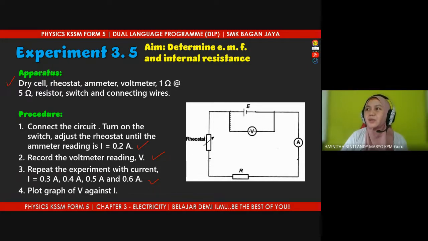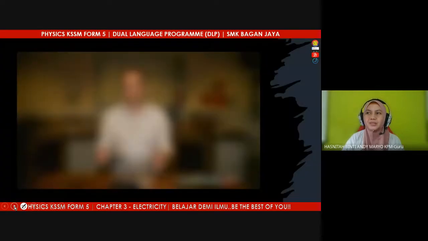Now you can see where the voltmeter is connected. It is connected across the dry cell. If we want to study EMF, the voltmeter must be connected to the dry cell. If you want to study the potential difference across this resistor, the voltmeter must be connected across the resistor or the electrical component here. Then we see an example of the result for this experiment.